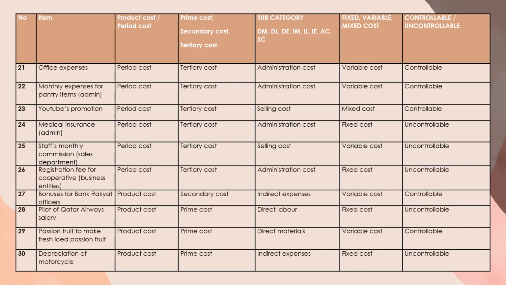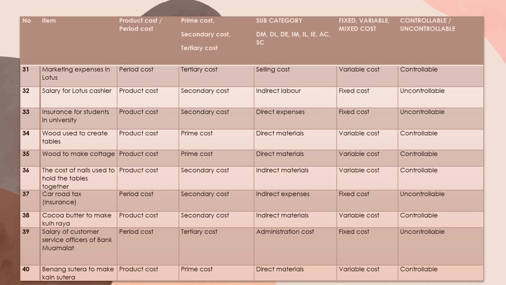The depreciation of motorcycle, product cost, prime cost, indirect expenses, fixed cost, and uncontrollable. Marketing expenses in Lotus, period cost, tertiary cost, selling cost, variable cost, and controllable. Salary for Lotus cashier, product cost, secondary cost, indirect labor, fixed cost, and uncontrollable.